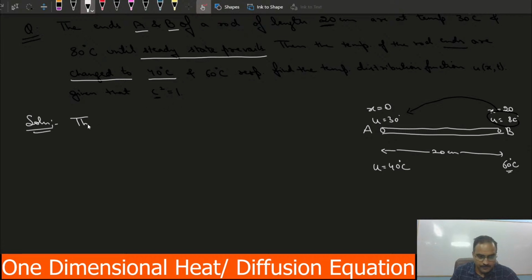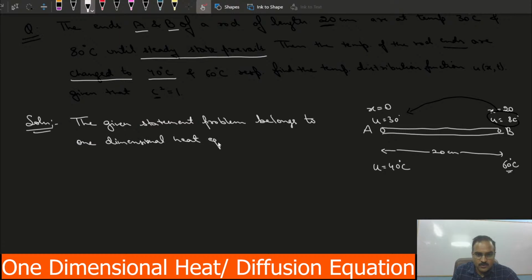Okay, the given problem statement belongs to the one-dimensional heat equation, that is, curly squared u by curly x square is equal to 1 by c square curly u by curly t. But they have given c square is equal to 1, so that means curly squared u by curly x square is equal to curly u by curly t. That will be your equation number 1.